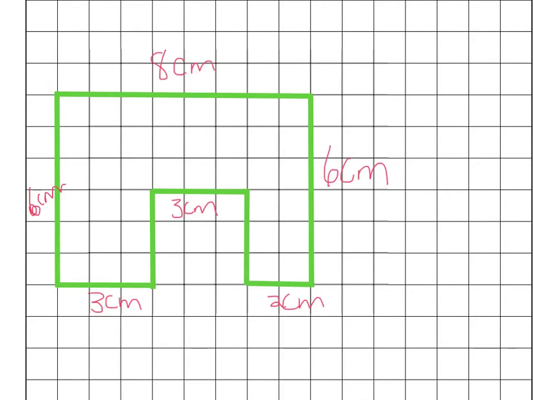From here, I'm going to look at where I can split this up into some parts that I know. So I'm going to draw in some lines and find some rectangles, because then I can just do the base times the height. And I actually like to write the area right inside the rectangle. So this first rectangle right here is 6 centimeters by 3 centimeters. So this one is going to be 18 square centimeters.